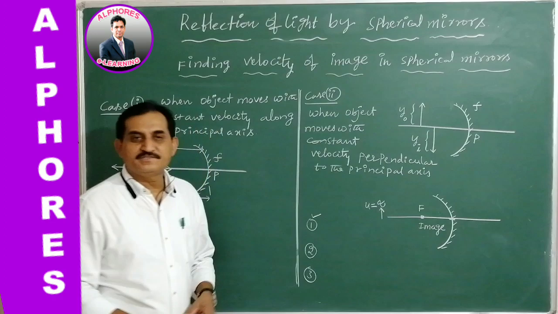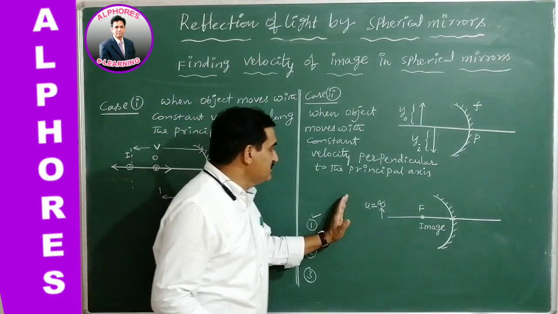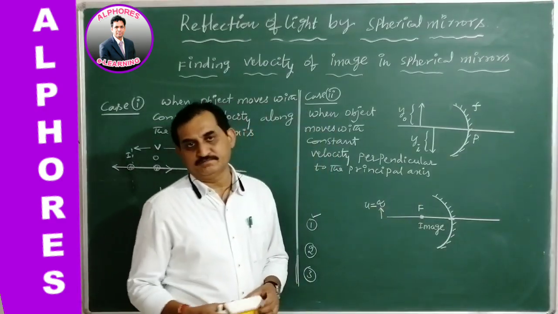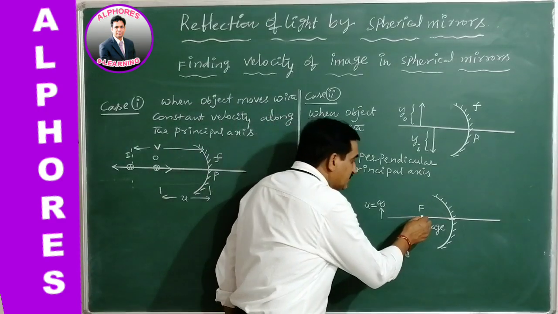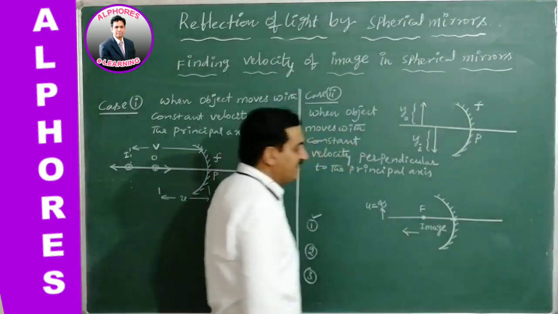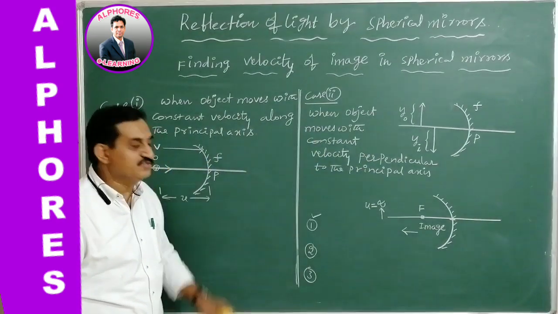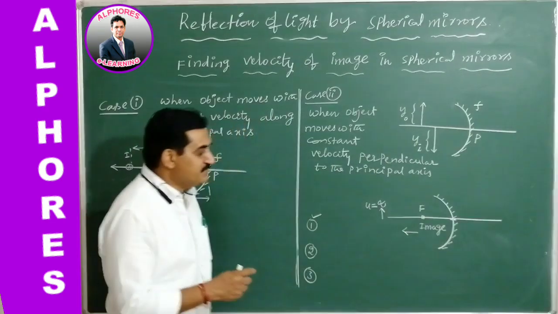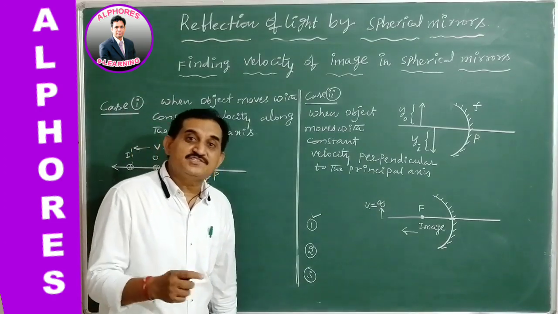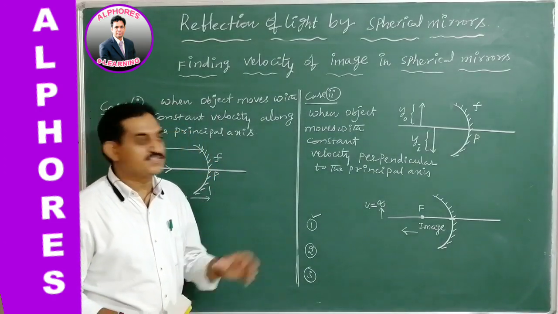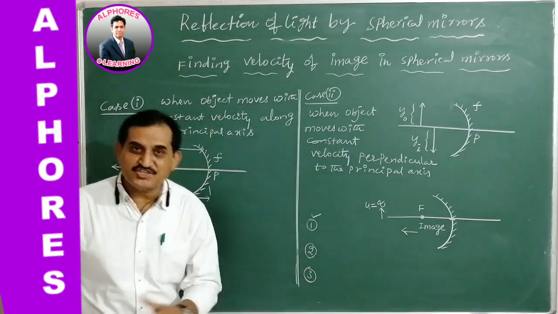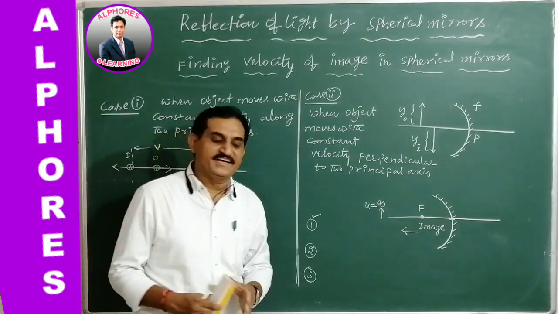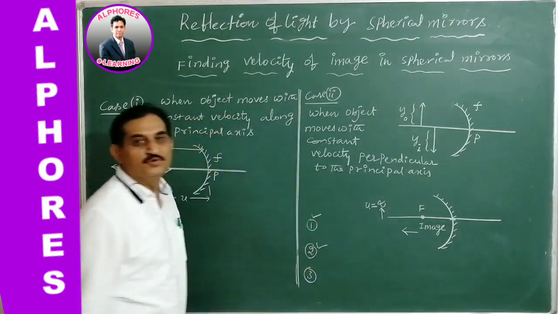Point number 2 is, whenever the object is approaching the spherical mirror with a constant speed, the image will move away from the spherical mirror. In this case, the concave mirror, it is moving away. As it is moving away from the spherical mirror, its size increases. As such, the velocity of the image in the spherical mirror will also increase. This is point number 2.